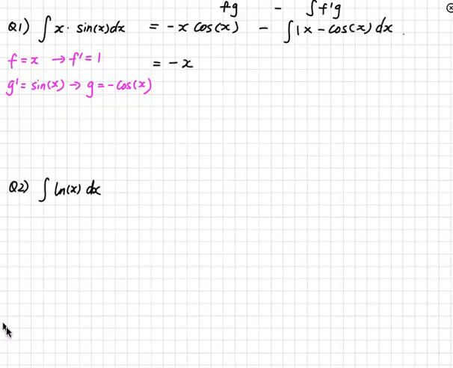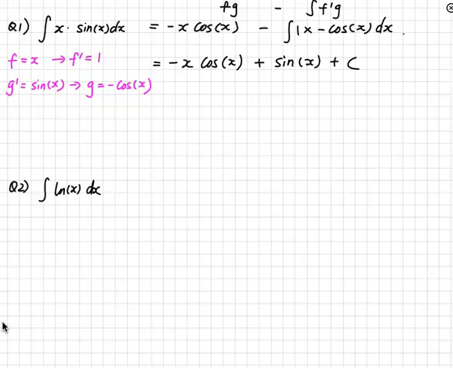So we have negative x cos x, negative negative becomes positive, and the integration of cos is sine, so therefore it's plus sine x plus c. Again, this is an indefinite integral, so you can't forget the plus c. Now question 2, if you look at question 2, you're like, oh, I don't know how to integrate natural log, because natural log can't be integrated.